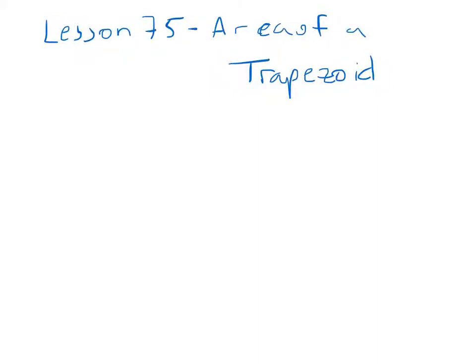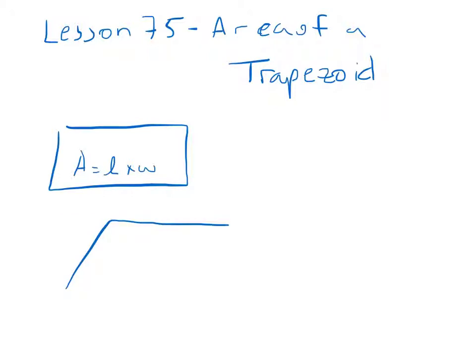All right, 8th graders, lesson 75, area of a trapezoid. Remember a few things. With a rectangle, we figure out the area, we multiply the length times the width. Parallelogram, we multiply: the area equals the base times the height.